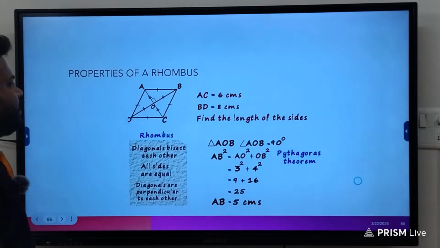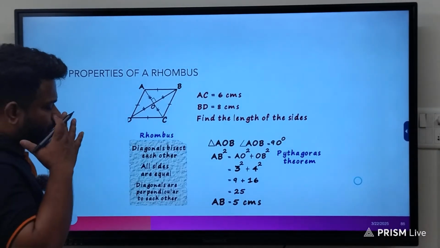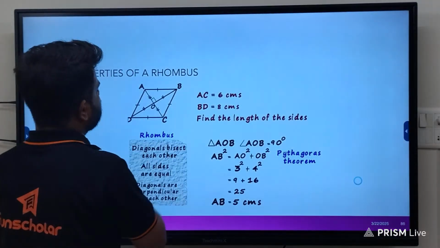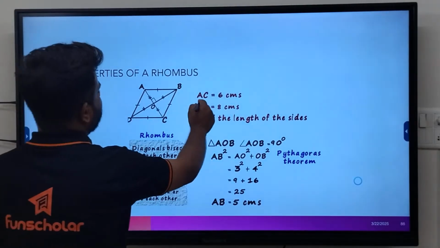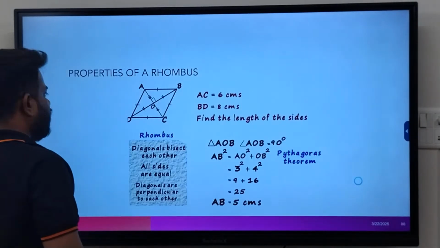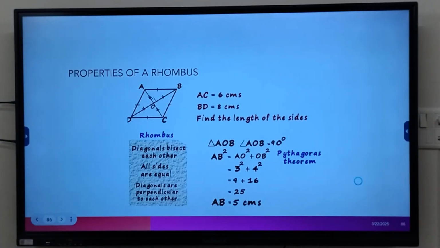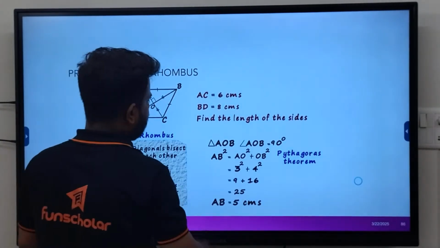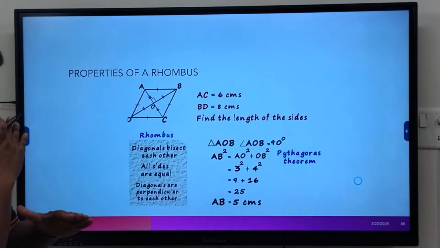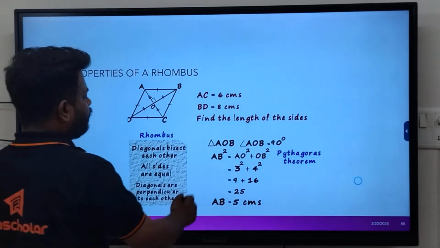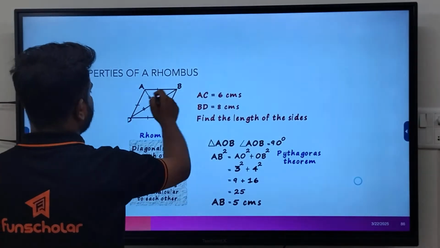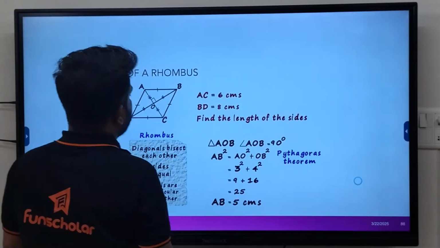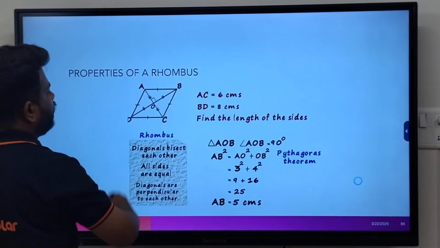So by using the properties of a rhombus we can find its area or its diagonal. Like if AC is given, that means the diagonal is 6 centimeters, and BD is given as 8 centimeters. So we have to find the length of the sides. Just by using the Pythagoras theorem, and we already know that rhombus diagonals bisect each other. So from AC we can say that AO will be 3 centimeters, and from BD we can tell that BO will be 4 centimeters.